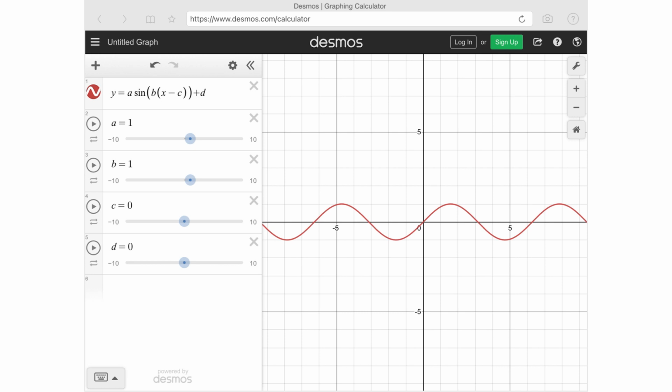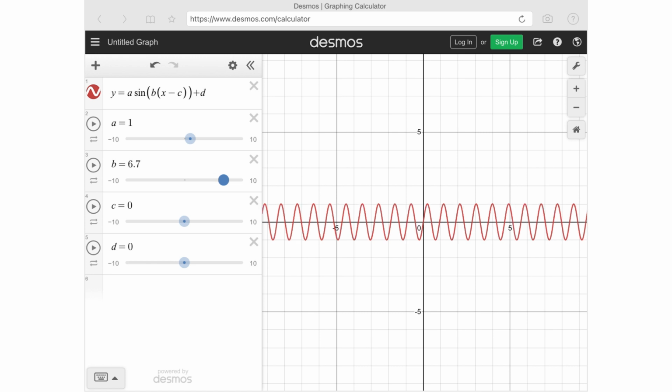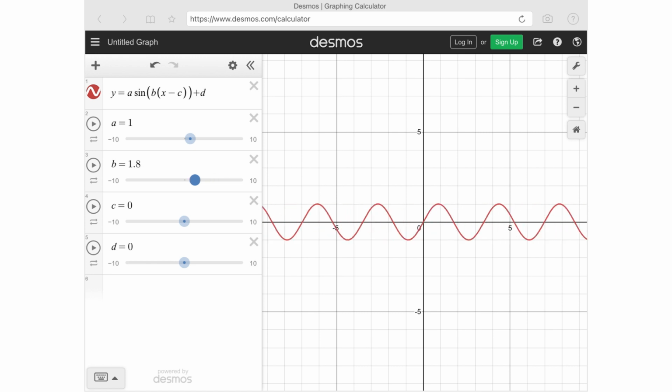So let's mess with B a little bit. B is your horizontal left and right. And so if I move this to the right and make it bigger, notice that the graph gets squishier and squishier. And as I make it smaller and smaller, it gets wider and wider. And then there will come a point where the graph will flip over the x-axis. Not the x-axis, the y-axis. Right there. So it flipped over the vertical axis.